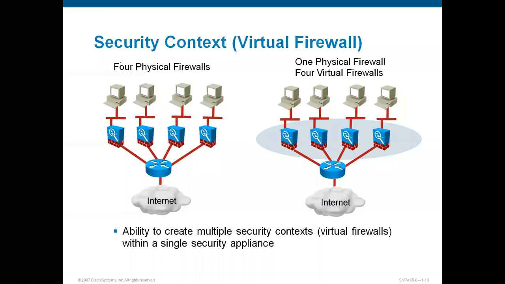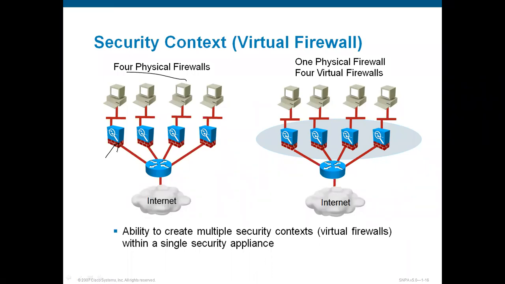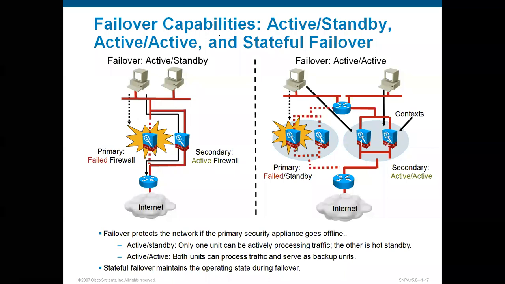Context. For a physical firewall, if you are an ISP or some service-based organization, and you have four customers, instead of four physical firewalls, you can take one firewall and create four virtual firewalls and give one to each customer. That capability this has. You need to buy a license for these virtual firewalls. Similarly, failover. You have two firewalls, right?